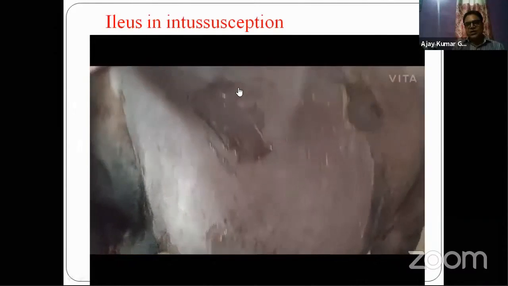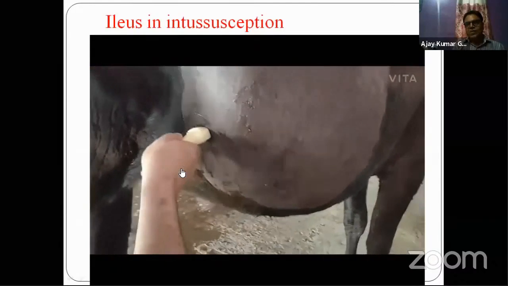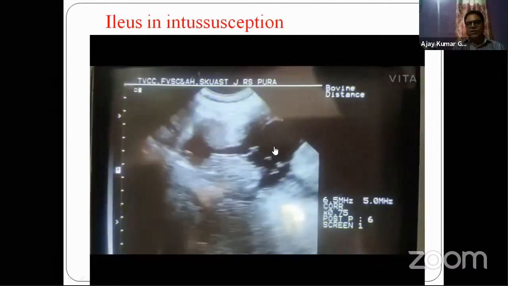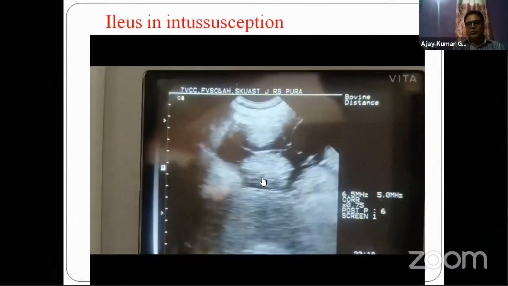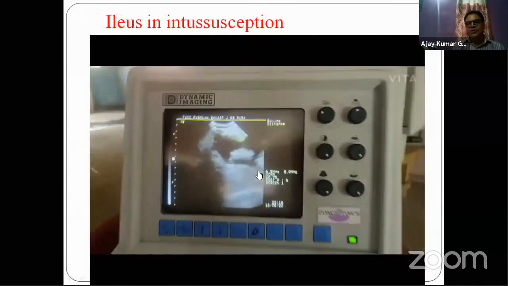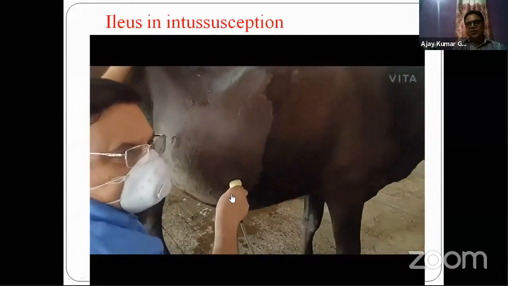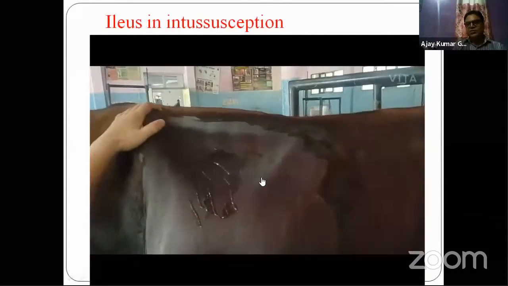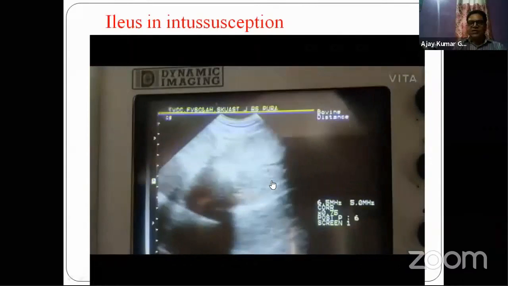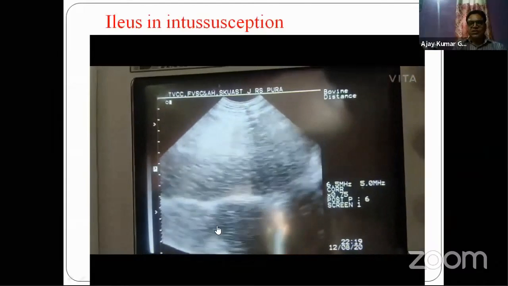See, earlier I scanned in the paralumbar fossa, now I'm scanning close to the flank, the fold of the flank. Since this is a dependent part, you will find more fluid here, and distended intestinal loops. These loops are not changing their shape as they were changing in normal intestine, and there are very few loops in one scan. See, this is the cranial abdomen close to the costal arch. Again, the same picture. This is the transverse section. These are the cross sections.